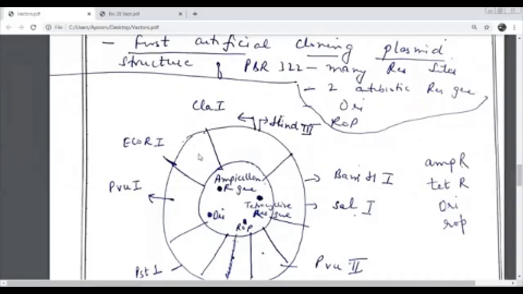Chalo, let me revise very quickly. We have a bada wala circle, we have a chota wala circle. Inside the chota wala circle, we have 4 things. Name the 4 things. Ampicillin resistant gene, tetracycline resistant gene, Ori site, and ROP. So we are done. We need to have 4 here and we need to name the 8 endonuclease sites outside. The first one was Clavan Hind 3. Which was the first box over here? What will you name it as? CLA and Hind 3.